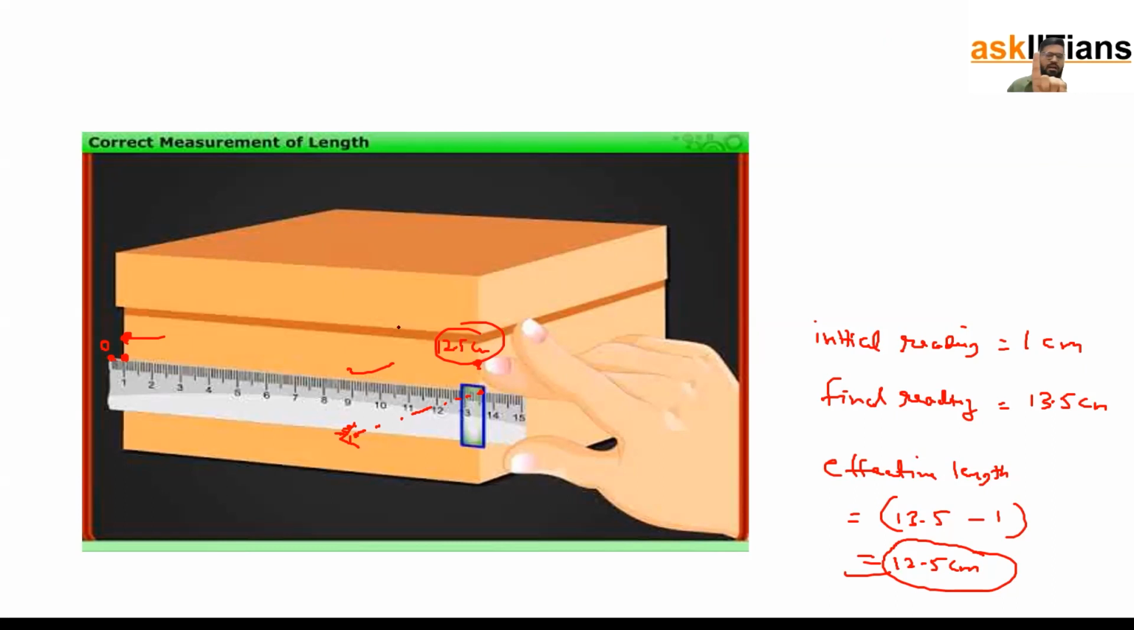This is the incorrect method. The correct method is this, vertically straight towards your eyes. So this is the correct way of measuring any length. So I think it is clear how to measure length correctly, and how to get the standard units. We have already seen that.